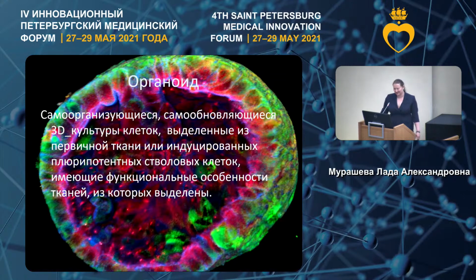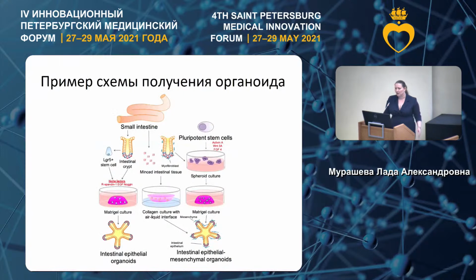An organoid per se can be characterized as a self-organizing, self-renewing 3D cell culture derived from the primary tissue or induced pluripotent stem cells. It has functional features of the tissues from which it was isolated, with similar transcriptomes, because the cells neighbor each other and can, so to say, communicate and secrete to the environment growth factors, cytokines, and mediators which they would excrete in a living organism.